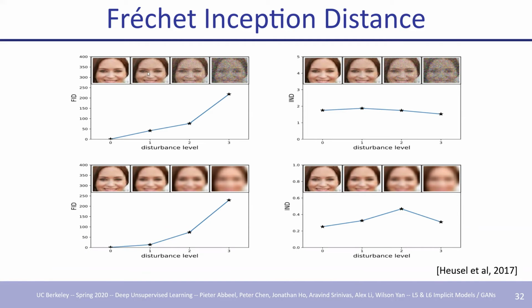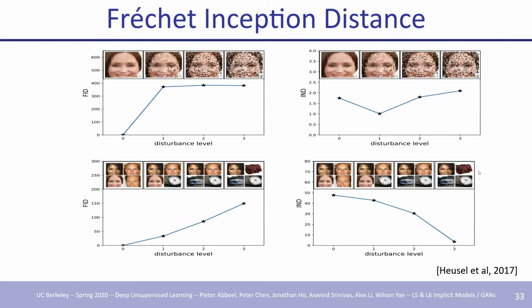So if you make something noisy, the inception score stays about the same, even though the image quality is degrading. It's getting blurrier, but it can still recognize it, I guess. But with this score, it increases, meaning that it's worse. And there are more of these, if you add noise or disturbance.